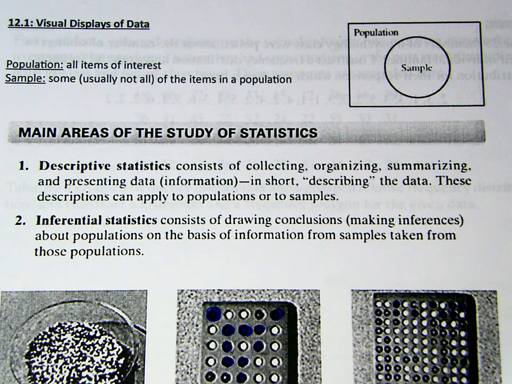Okay, so 12.1 is called Visual Displays of Data. So this is like our introduction into the statistics chapter. Chapter 12, we're going to be doing lots of different statistics. We're going to be looking at lots of different variations, and we're going to talk about frequency and distribution and normal distribution and mean, median, and mode and all kinds of stuff. Some of it you've probably encountered in previous math classes. Some of it may be brand new.